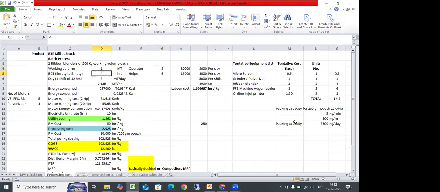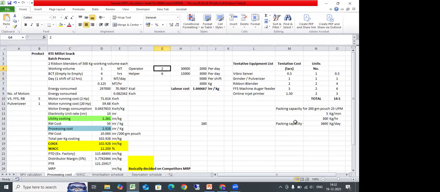For the 12-hour shift, there are 3 batches. One batch cycle time is 4 hours. So in 12 hours, 3 batches will be done, right? 12 divided by 4, so I will get 3 batches. 4 3s are 12. Okay? Understood?